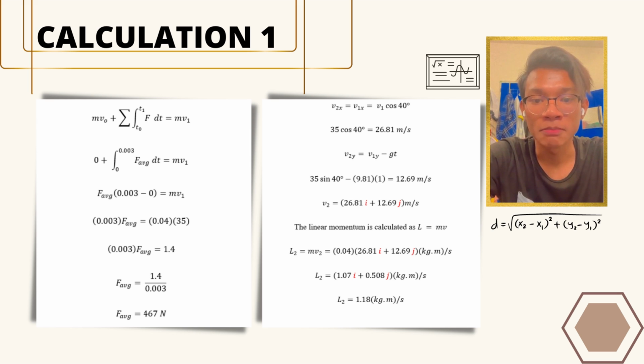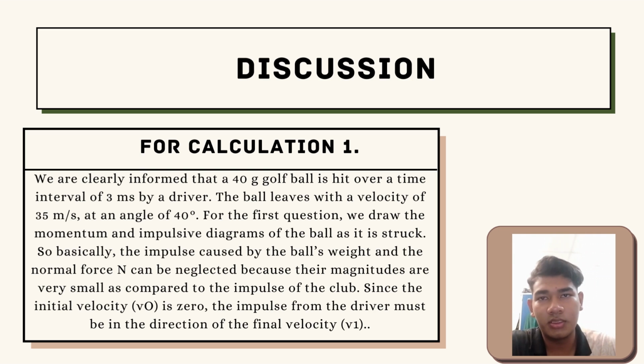Then by simply solving the equation, we will get the answer, which is 1.18 kilogram meter per second. For discussion, question 1, we are clearly informed that a 40-gram golf ball is hit over a time interval of 3 ms by a driver. The ball leaves with a velocity of 35 m/s at an angle of 40.